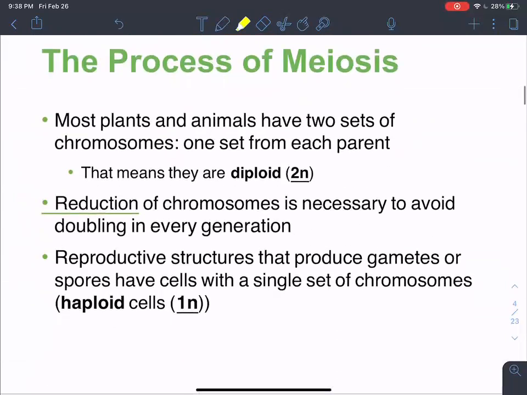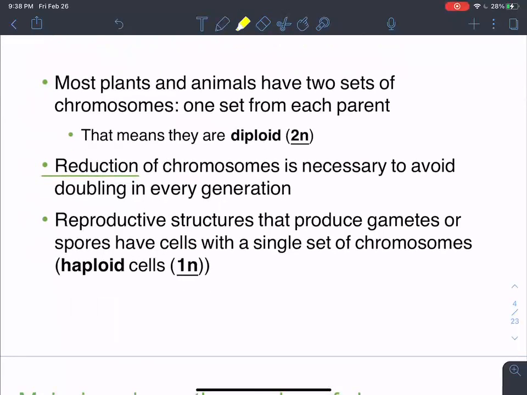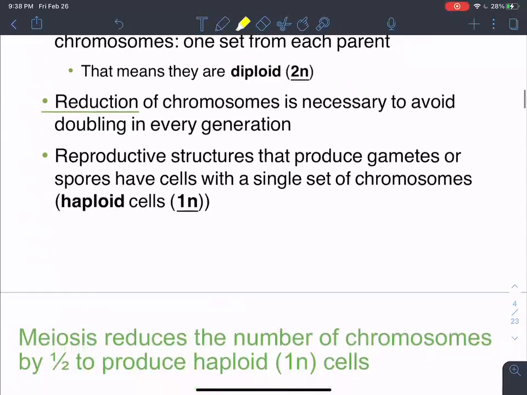And this process of meiosis is going to vary from where plants and animals are going to have two sets of chromosomes, one set from each parent, meaning that they are therefore diploid. And then you can have a reduction of chromosomes, which is necessary to avoid doubling in every single generation. So if you didn't reduce back down to haploid sex cells, you would have a doubling of chromosomes in every generation. So reproductive structures that produce gametes or spores in plants have cells with a single set of chromosomes, which means that they are haploid, or 1n.